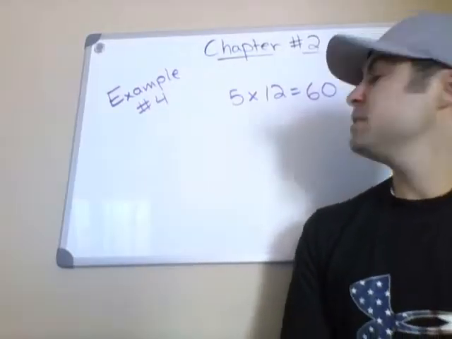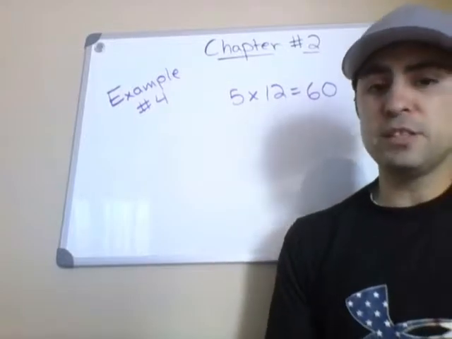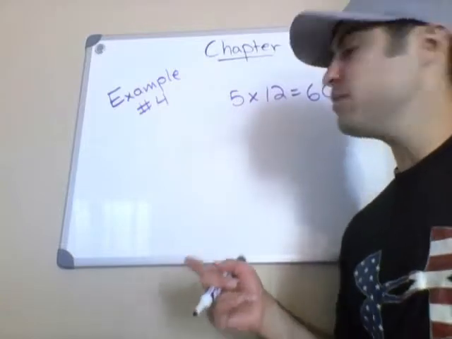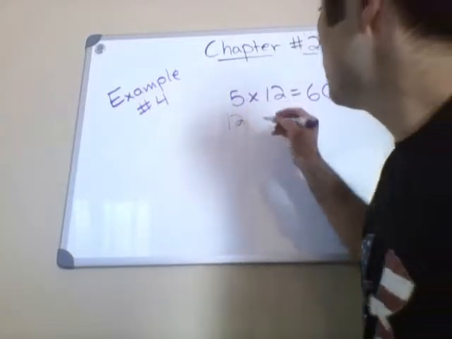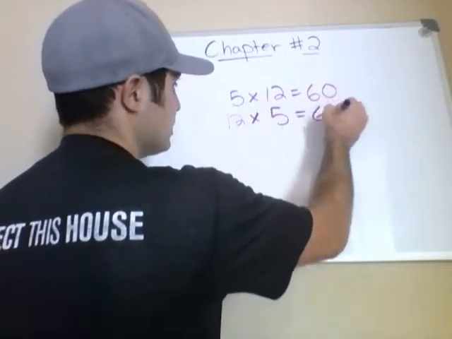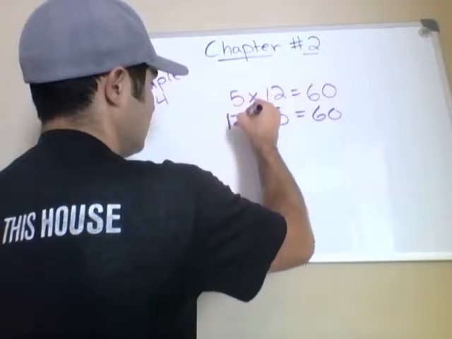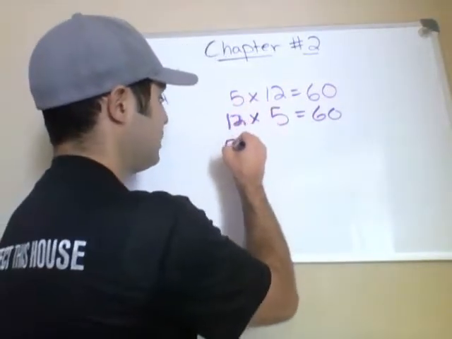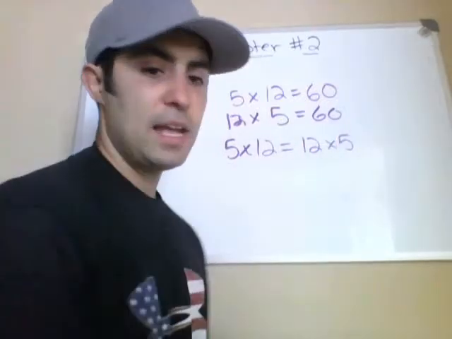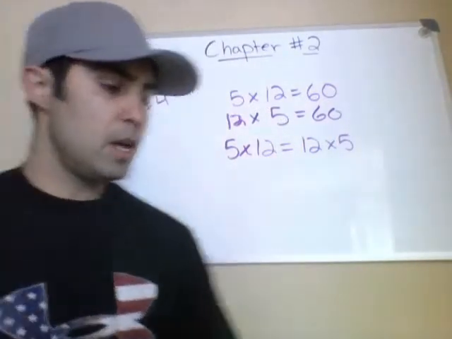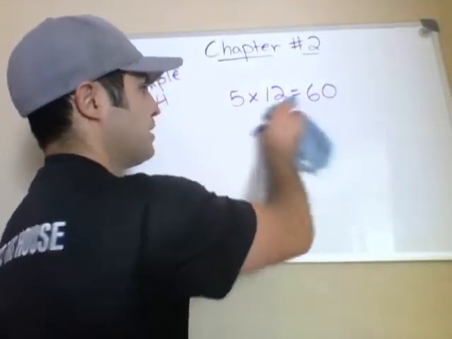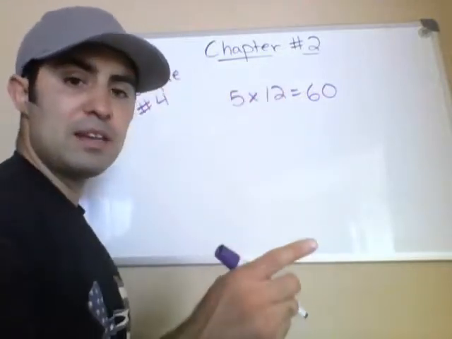Alright, a little bit about fact families for multiplication and division. 5 times 12 is 60, and then there's a commutative property of multiplication, which means 12 times 5 is also 60. So we know that 5 times 12 equals 12 times 5. I can switch around the factors. Alright, for division, it's a little bit different if I'm going to do a fact family. And I'll explain that difference in a second.